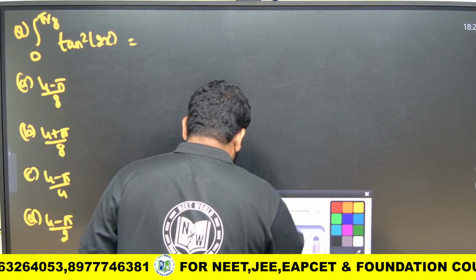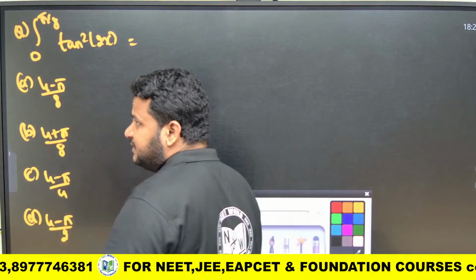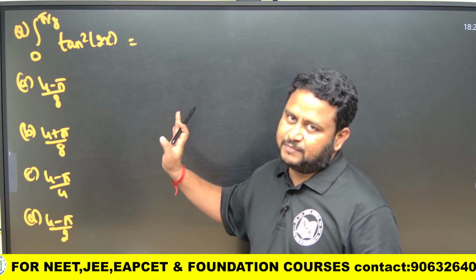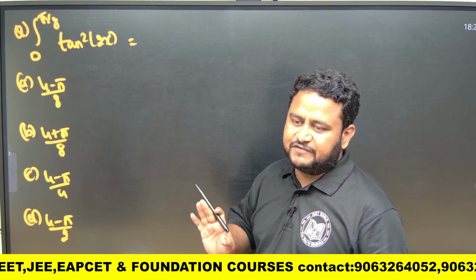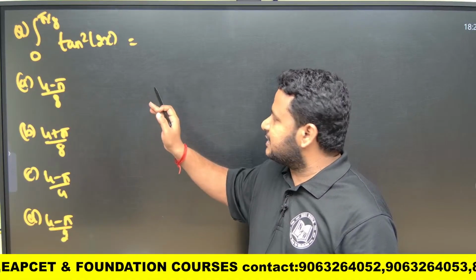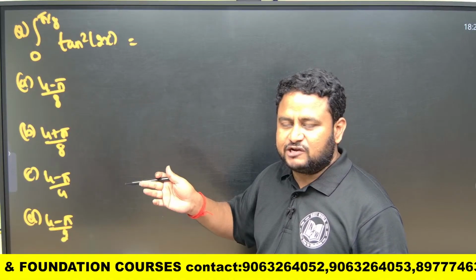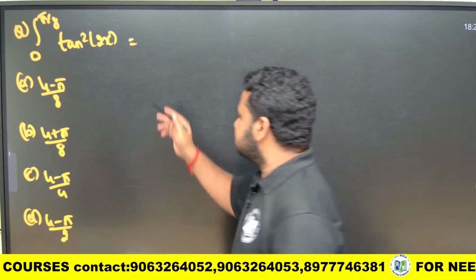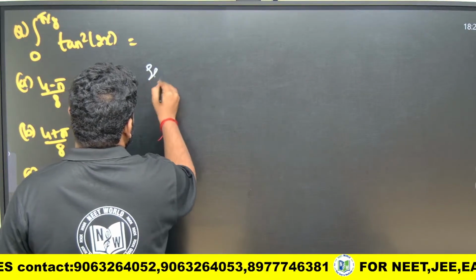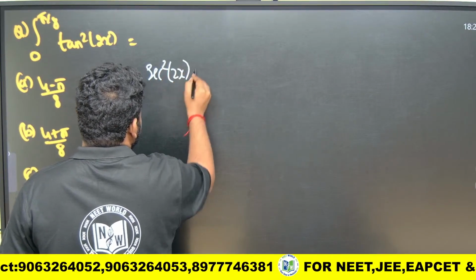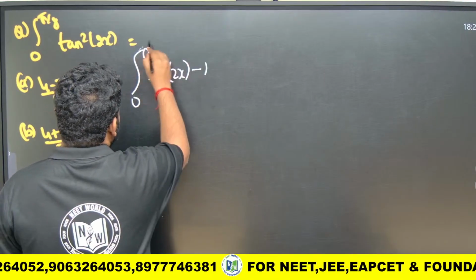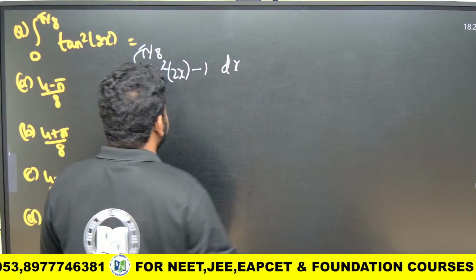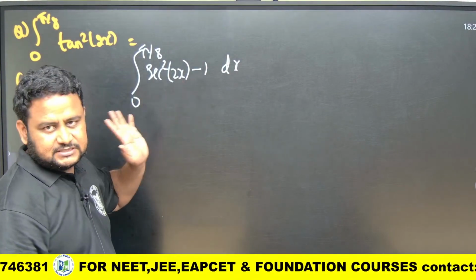You must have done this in indefinite integration also. Tan square x is given, meaning we don't have a direct formula for tan square x. Integration is all about bringing it to a form where we can apply the formula directly. Tan square x can be written as secant square x minus 1. So this can be written as the integral from 0 to pi by 8 of secant square 2x minus 1 dx. So secant square 2x minus 1 is written now.